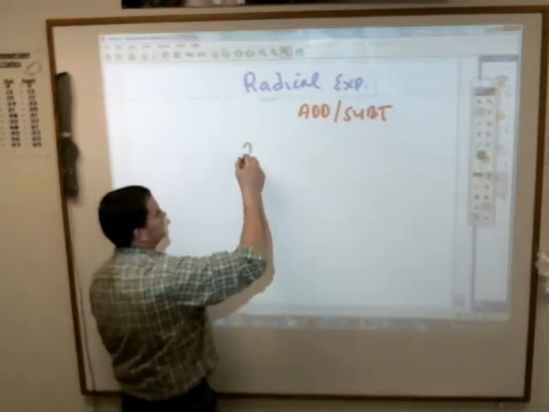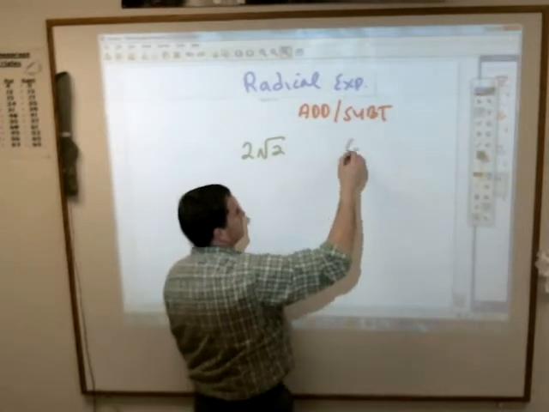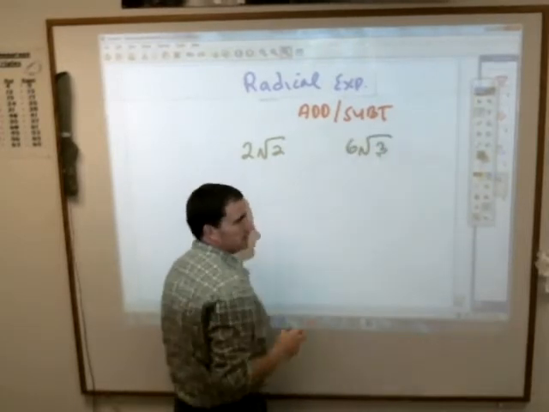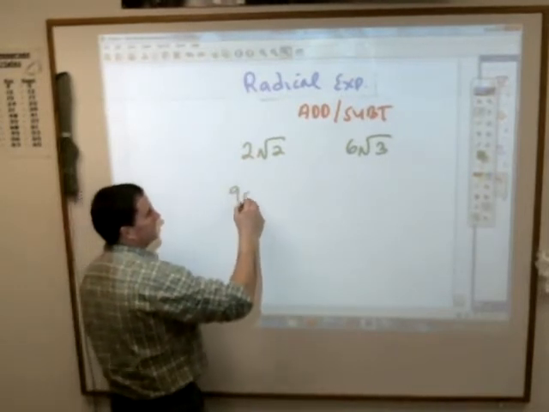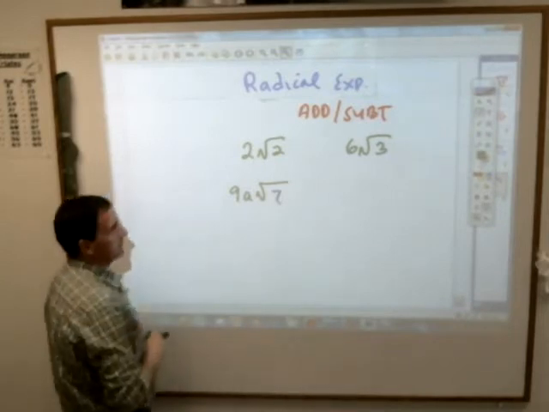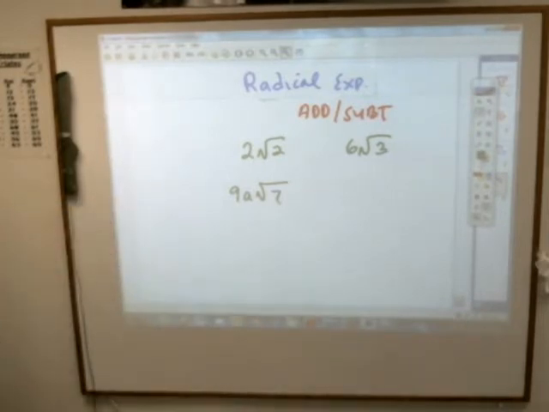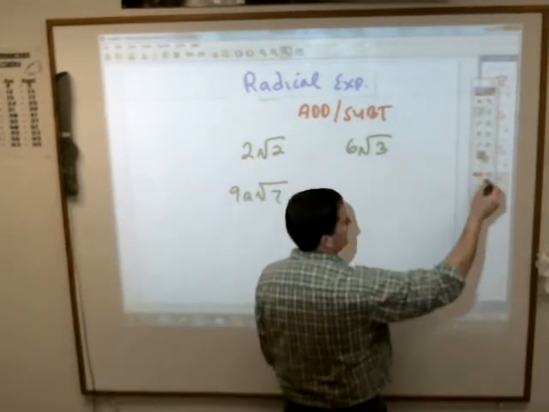For example, 2 times the square root of 2 is a radical expression. 6 times the square root of 3 is a radical expression. 9a times the square root of 7 is a radical expression. Okay? The key to adding and subtracting them is this.